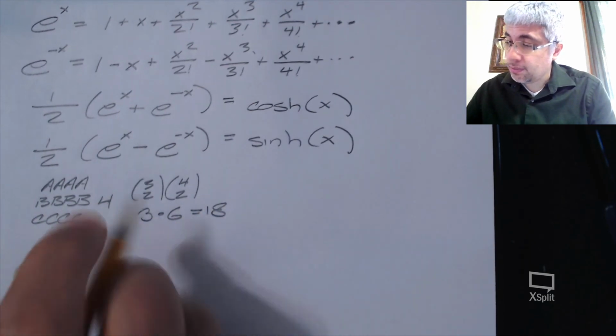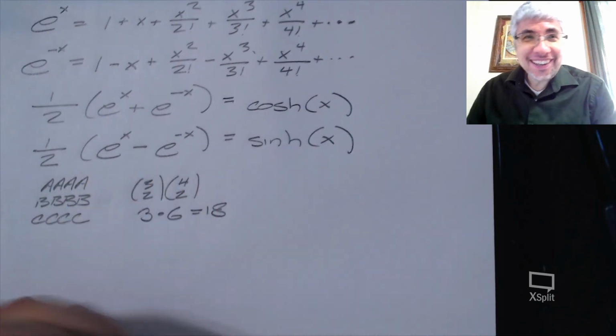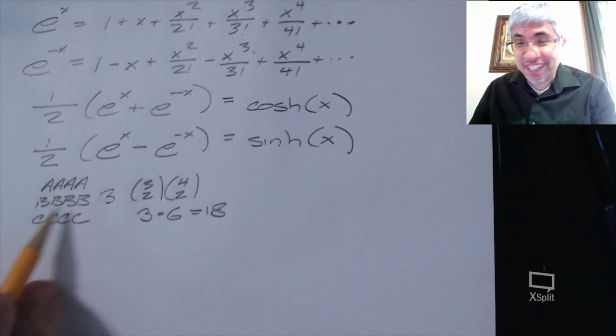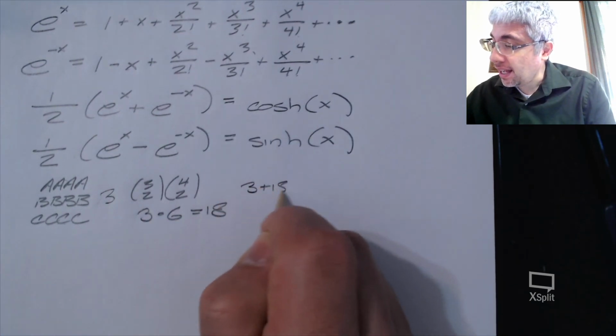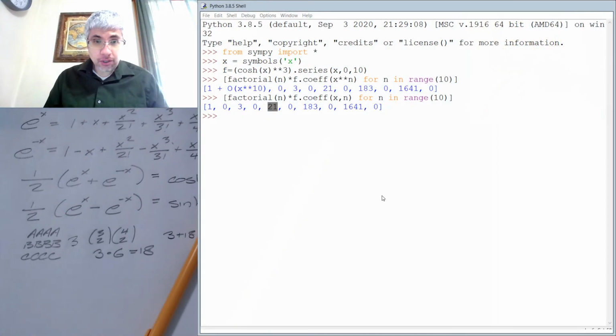So since this gives me 4, I'm going to leave that in. Since this gives me 3, clearly there are 3 things listed here. 3 and 18 give me 21. 3 plus 18. And that's how I get to the 21 that we see here with the coefficients.